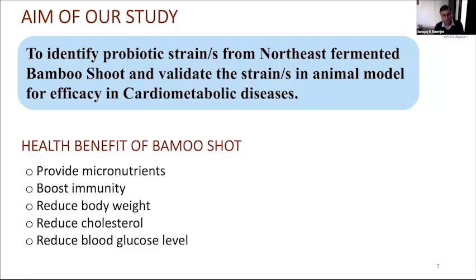Why did I choose bamboo shoot? Because as I said, most of the states in the Northeast use bamboo shoot. They have different names, and the preparation is also a little bit different. But the good thing is that bamboo shoots provide very high micronutrients. They boost immunity. And bamboo shoots have the property to reduce body weight, reduce cholesterol, especially LDL cholesterol, and reduce blood glucose level. But not a lot of work has been done. Some work is available, but it has not been done from a validation point of view, like in animal models as well as human studies.